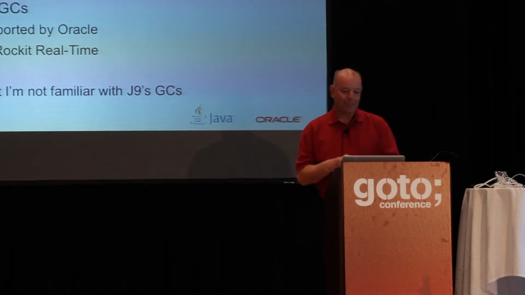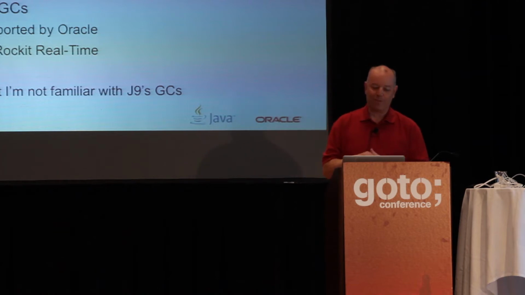Okay, so with JVMs today that have generational GCs, in HotSpot, all of the GCs that are supported by Oracle are generational GCs. They have a young and an old generation. JRockit also has generational GCs. The exception to that is JRockit Real Time, which is a single generation collector.